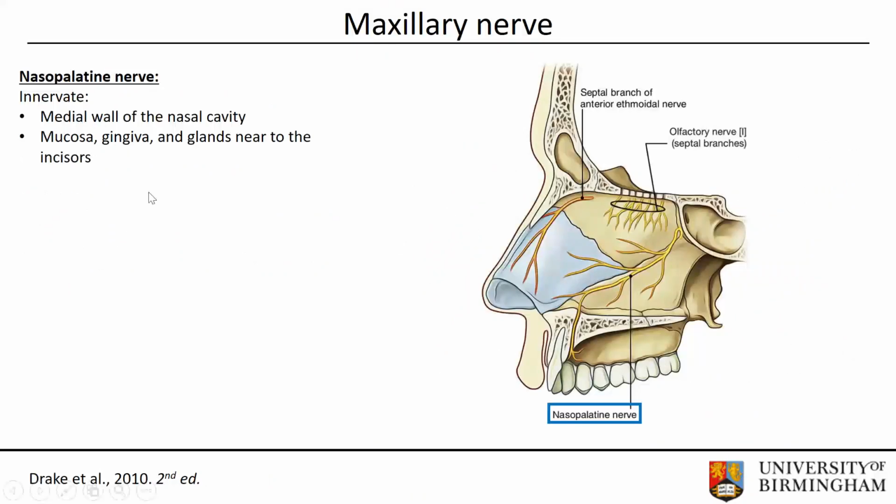The nasopalatine nerve, this is the largest of the nasal nerves that innervate the medial wall of the nasal cavity, and it travels anteriorly and inferiorly down the nasal septum and then passes through the incisive canal and fossa, through the hard palate, and gets into the roof of the oral cavity and supplies the mucosa, the gingiva, and the glands near the incisors.